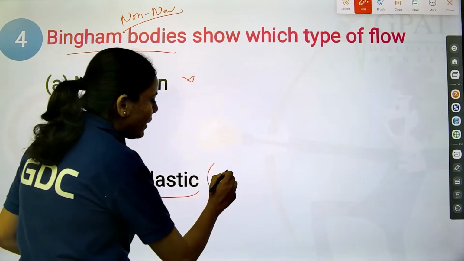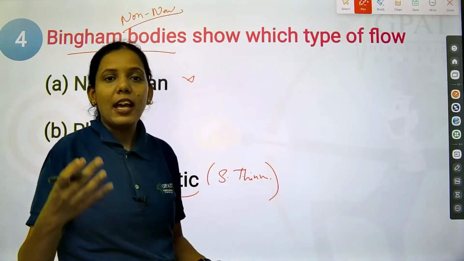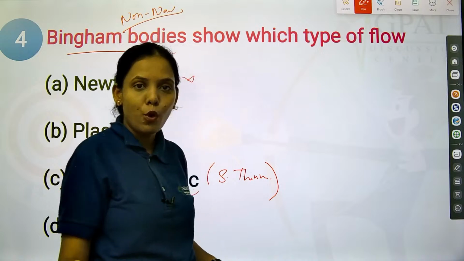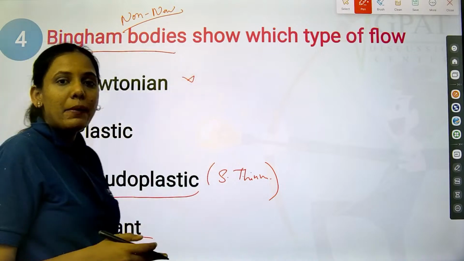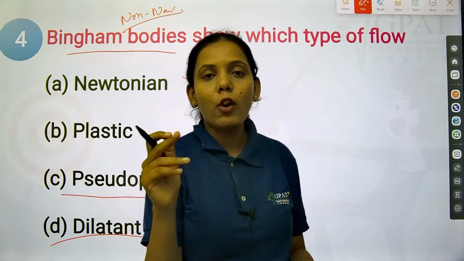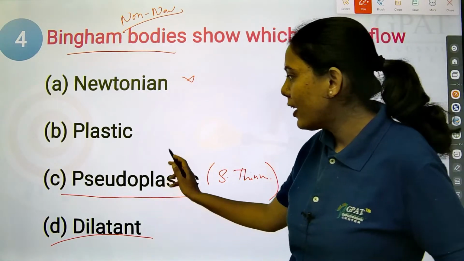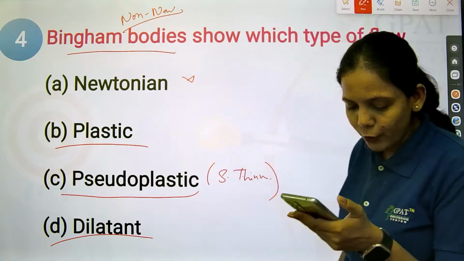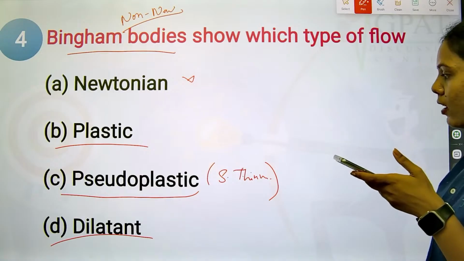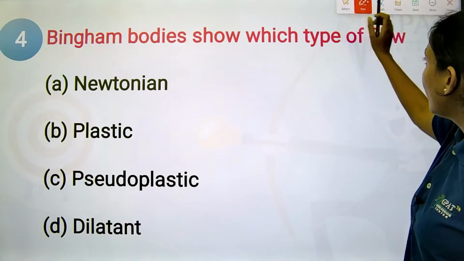Pseudoplastic is basically a shear thinning system, right? Something which is decreasing in viscosity, so it is becoming thin. You can remember like that. Dilatant: the name itself suggests something which is expanding when you apply the force, so we call it a shear thickening system. So definitely pseudoplastic and dilatant won't be there. So plastic is the right answer. Very good, all of you. C won't be there. B is the right answer, plastic.